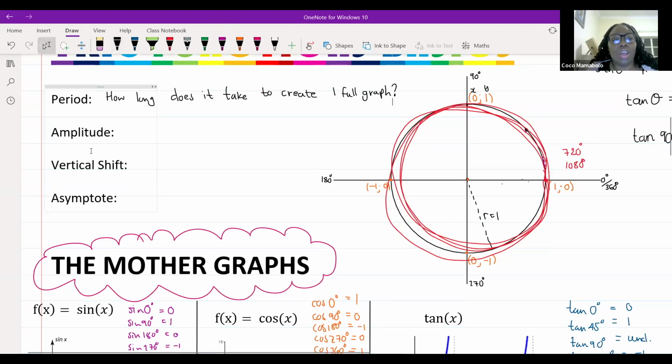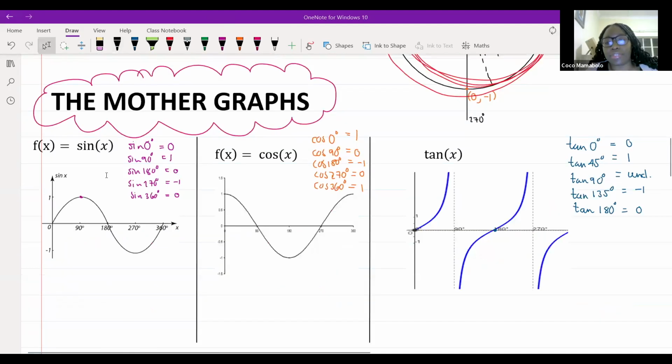Now, in the case of my mother graphs for sine, I know that to make one full wave of sine, my period will be 360 degrees. Tell me, what is the period of my cos graph? How long will it take me to go from 1, down, and all the way back up to 1 again? That's it, beautiful. 360 degrees.